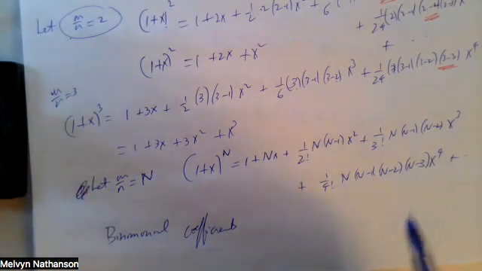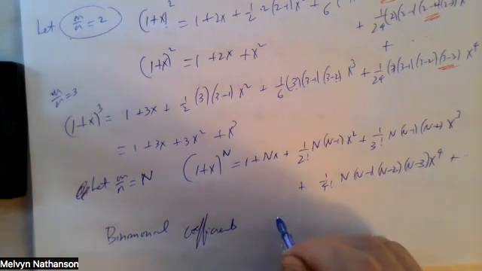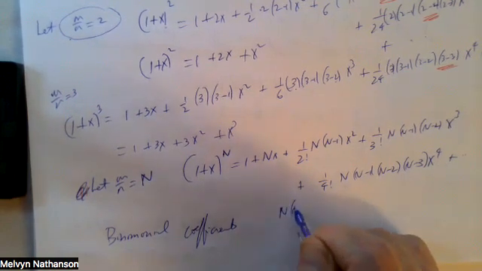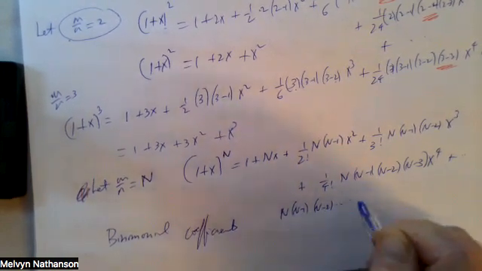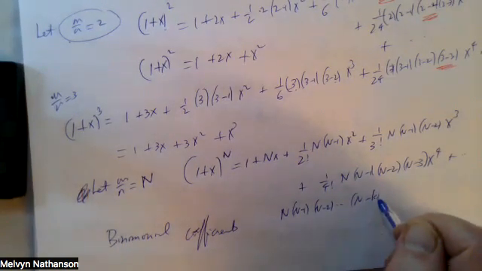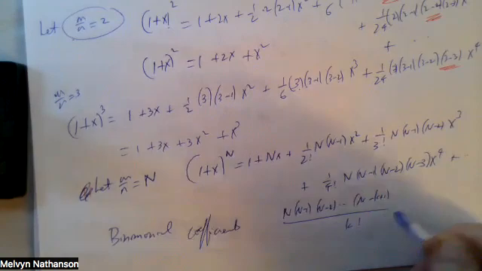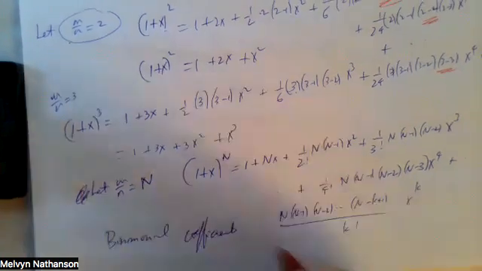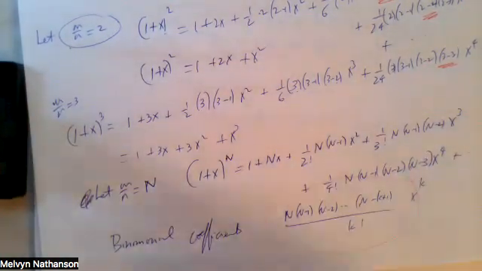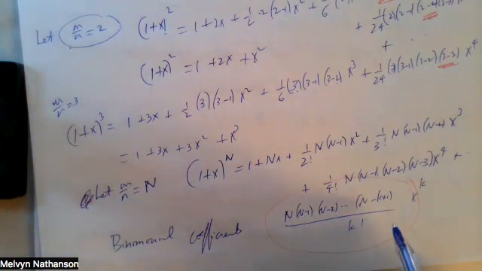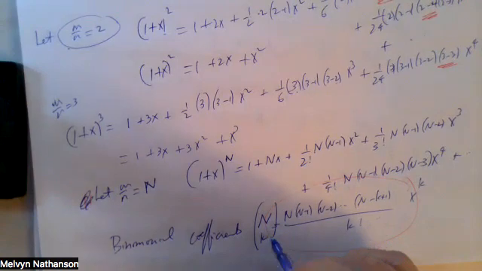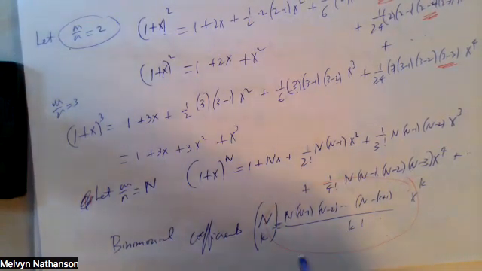The binomial coefficient, if you want the term x to the k, will be n (n minus 1)(n minus 2) down to (n minus k plus 1) over k factorial, times x to the k. So the coefficient of x to the k in the binomial expansion of (1 + x) to the n is this, which is called the binomial coefficient. It's usually written as n over k in parentheses. This is the binomial coefficient.